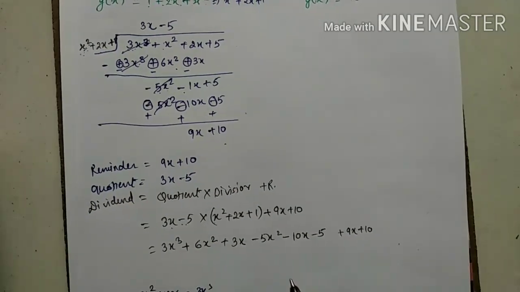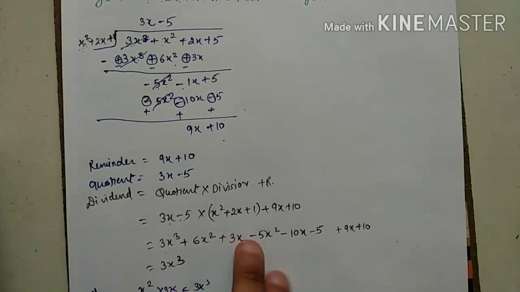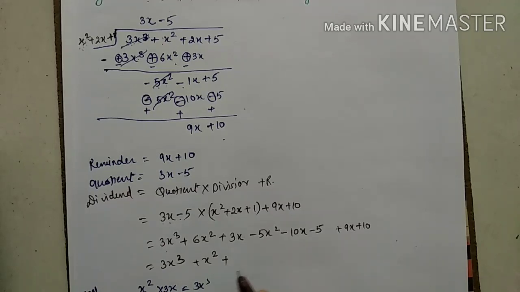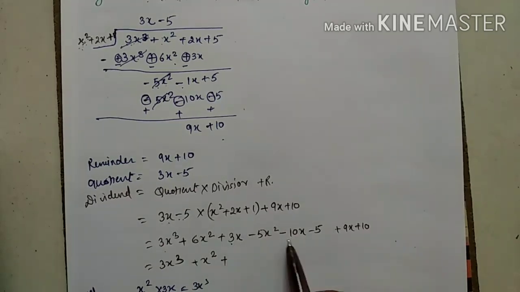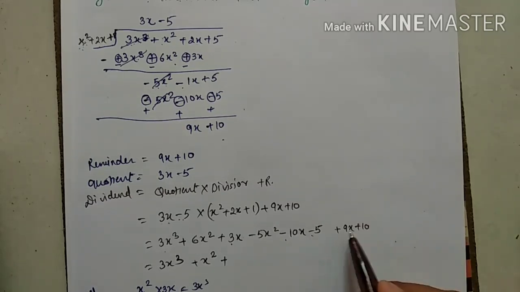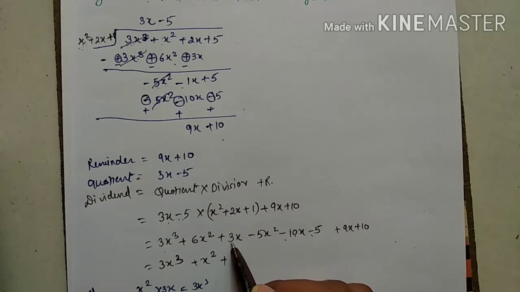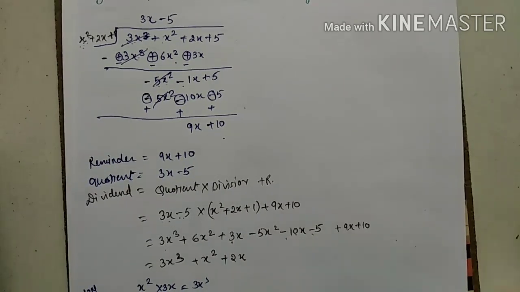Just see anything is cancelling or what. First of all, this cube is alone, just write down as it is. Now 6x square minus 5x square. Minus it, what you are getting? x square plus 3x minus 10x is how much? 7x. Or you can do 9x minus 10x minus 1x. Minus 1x plus 3x become plus 2x. Correct? And minus 5 plus 10 become plus 5.